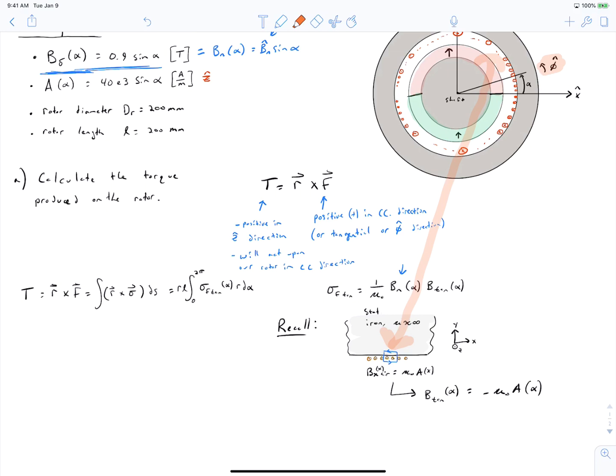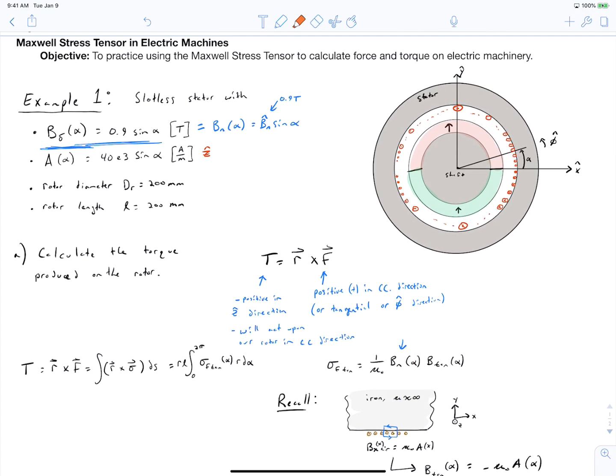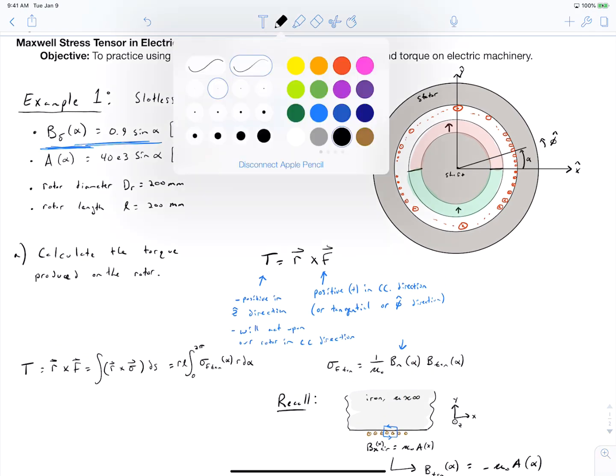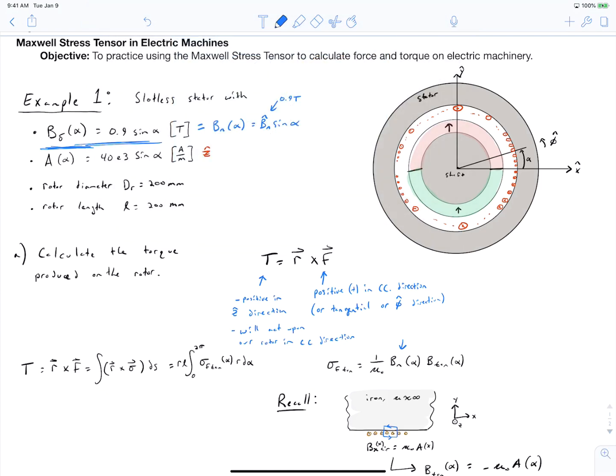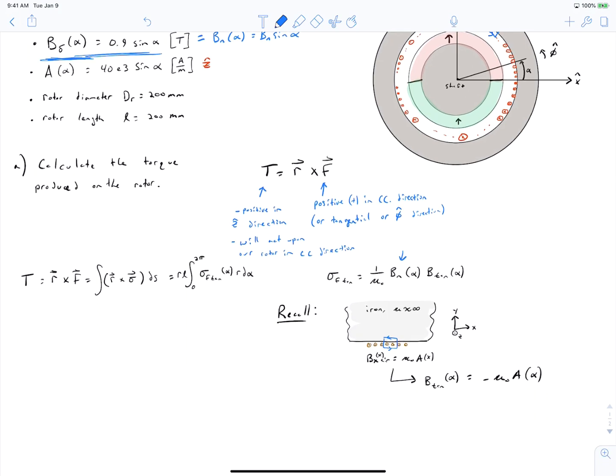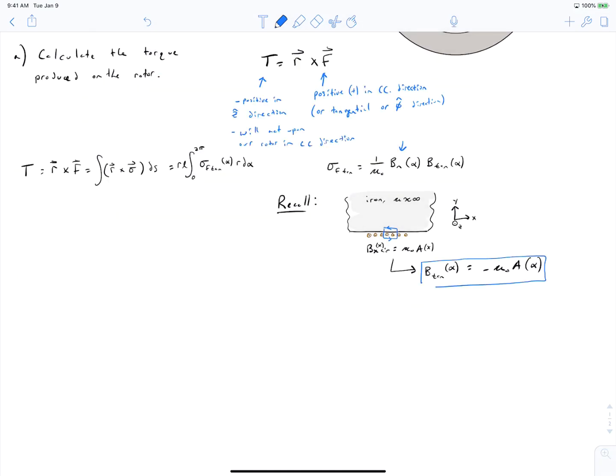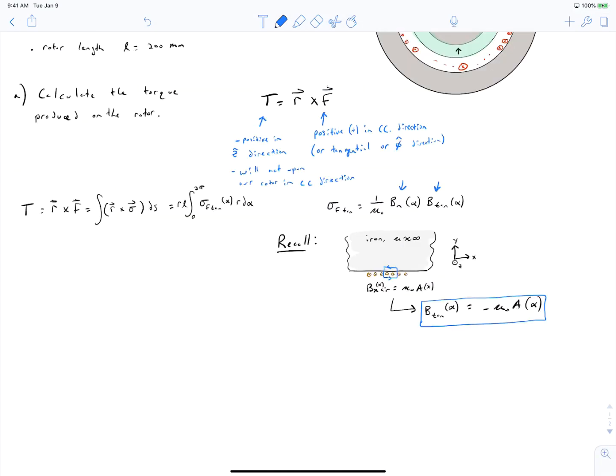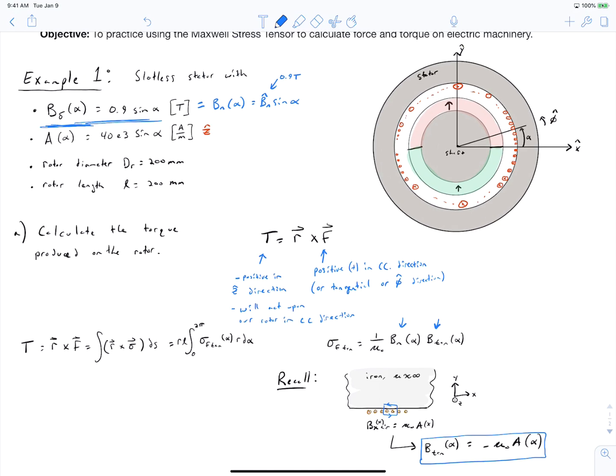This is a quick hand-wavy explanation, but I encourage you to sit down and work this out yourself. In fact, you can prove this result by considering a simple Amperian loop like this in cylindrical coordinates on the surface of your stator and rotor, and you'll come to this conclusion. Okay, so we now have an expression for B tan of alpha. It's going to be negative mu naught times A of alpha.